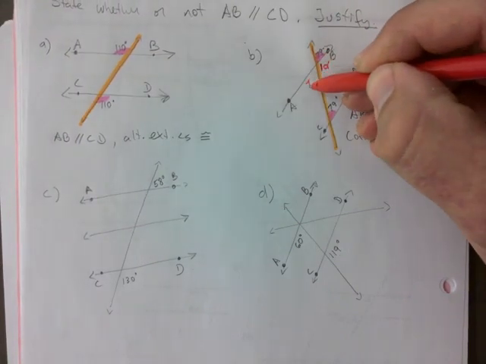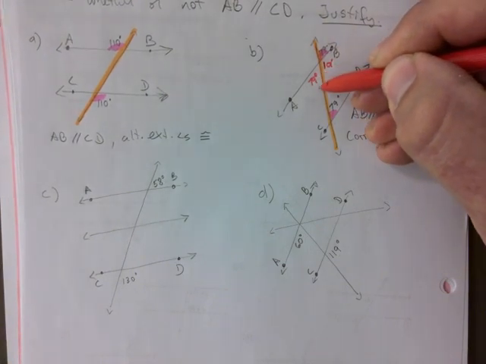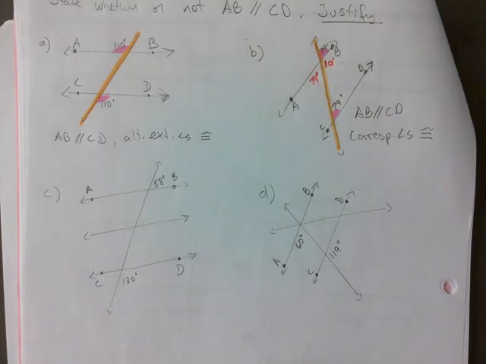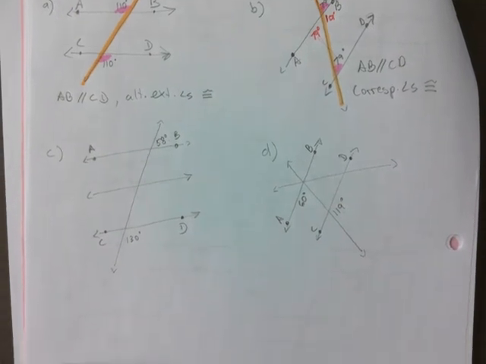We could call this 79, right? Because vertically opposite angles are congruent. And all of a sudden, hey, alternate interior angles are also congruent. But you only need to show that one of those is true, and then you're done. You don't need to continue that further.